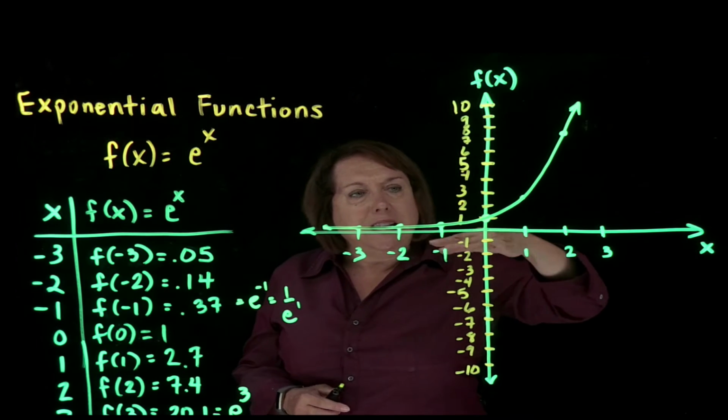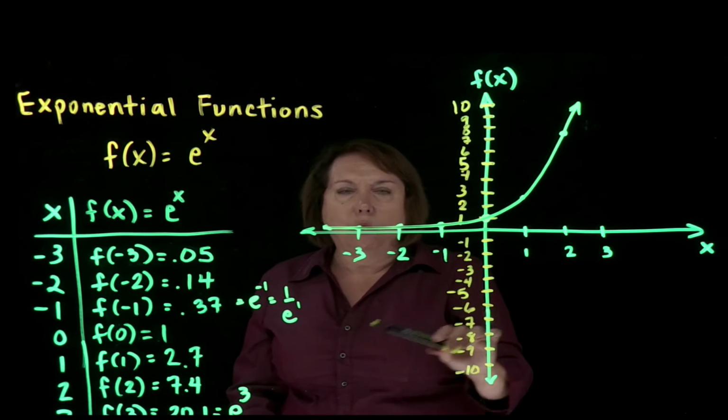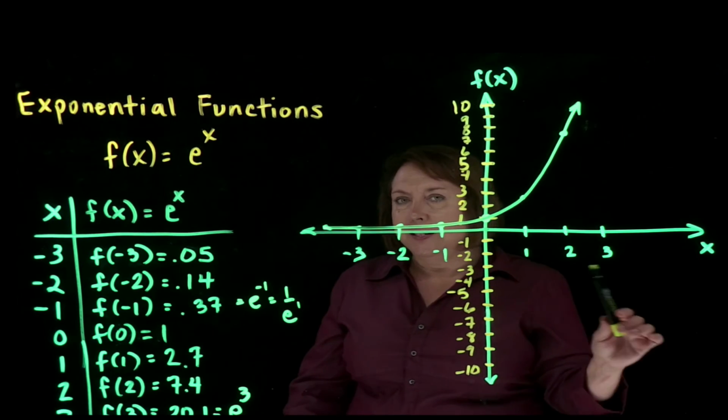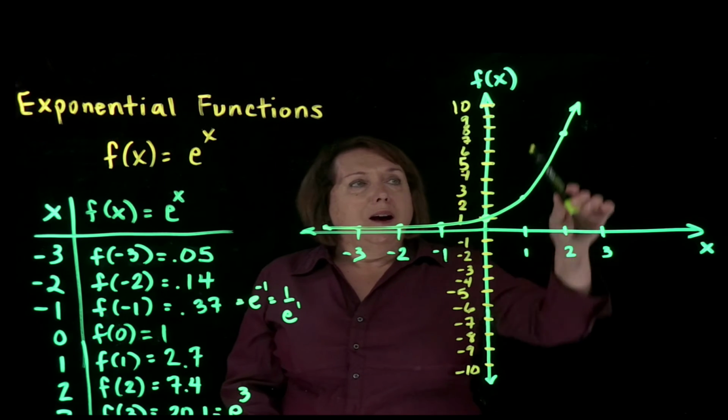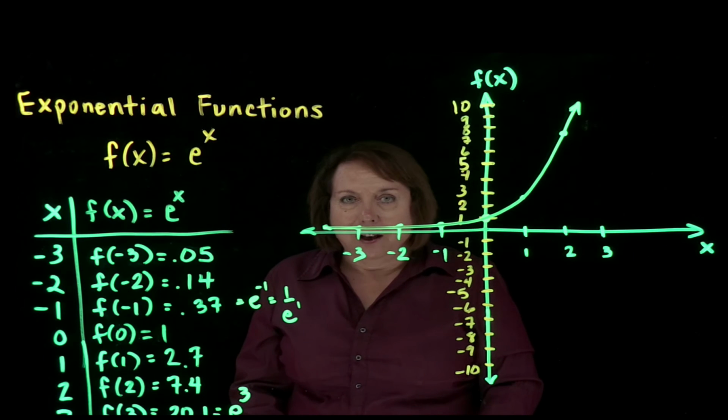It bounds it, meaning that there will never be any part of this graph in quadrant 3, or as you can see in quadrant 4. All of it will remain in quadrants 1 and 2, depending on your value of x.